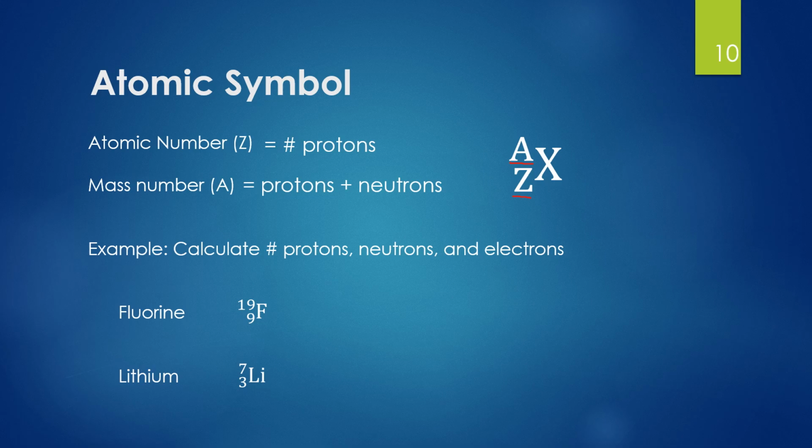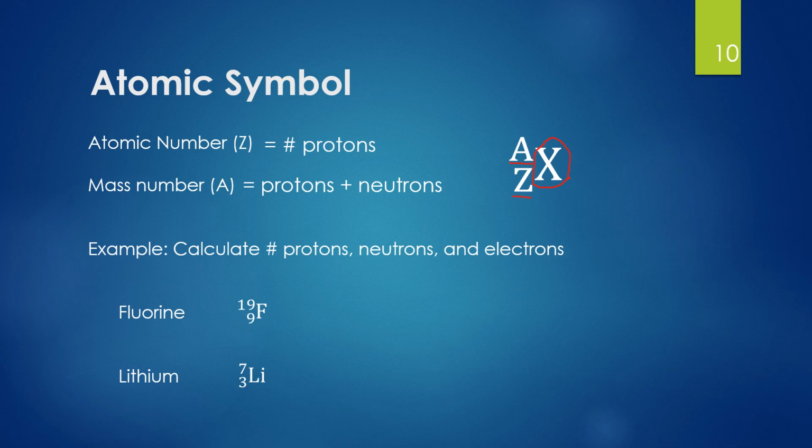Now, what is this letter X? This letter X is the element itself, and you can find that representation of that element on the periodic table. How are we going to be using these atomic symbols? Well, we can actually use them to calculate any of the subatomic particles. So in the example below, we're going to look at two different atomic symbols, and using just those symbols, we're going to calculate the number of protons, the number of neutrons, and the number of electrons.